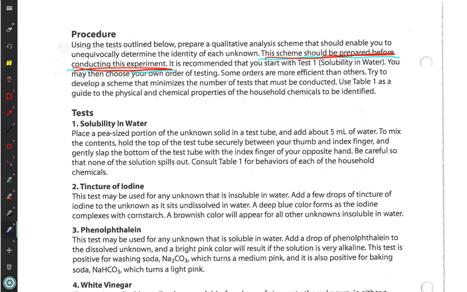Now iodine will stain your skin. So you want to try to not get it on your skin. It will also stain your clothing. Try extra hard not to get it on your clothing because your skin will slough off over time. Your clothing, not so much.